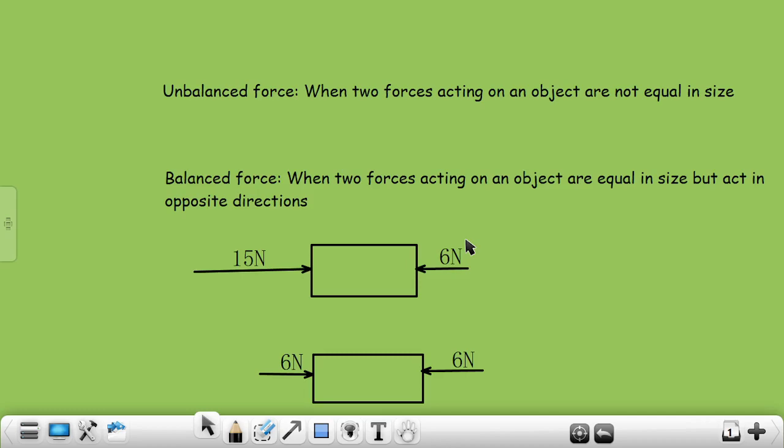Let's review the definitions of unbalanced and balanced forces. Unbalanced force, when two forces acting on an object are not equal in size. This is an example of an unbalanced force. 15 minus 6 is 9. The net force is greater than 0. Balanced force, when two forces acting on an object are equal in size but act in opposite directions. You can see here, to the right, to the left, the net force is 0.